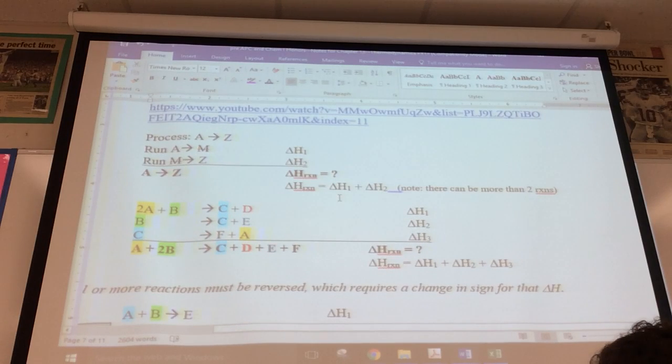For example, let's say you want to go from A to Z, but you don't know the delta H of formation of A and or Z. So you can't do Z minus A like we did previously. Instead, we're going to do it in 2 steps.